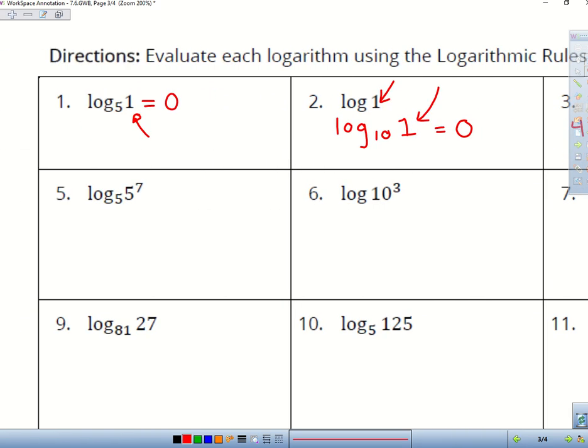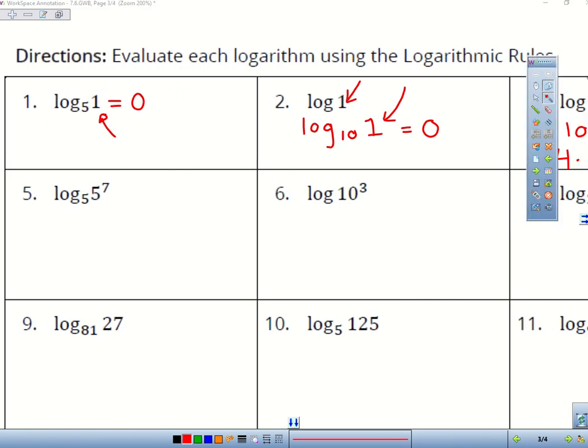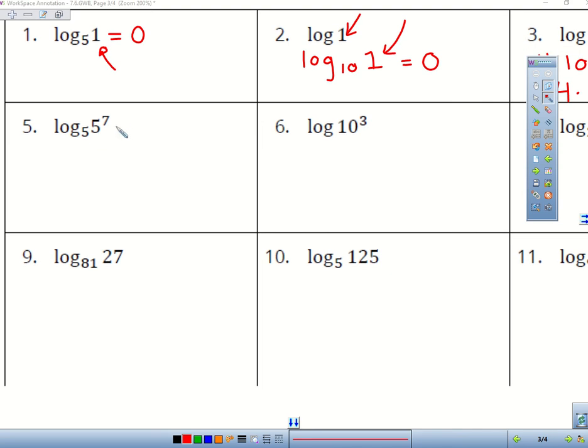All right. So here we go with this one. First, I have an exponent. What do I have to do with that exponent? You have to move it to the front. Good. Multiply it out front. And then we have log base 5 of 5. What is log base 5 of 5? 1. 7 times 1 is? 7.